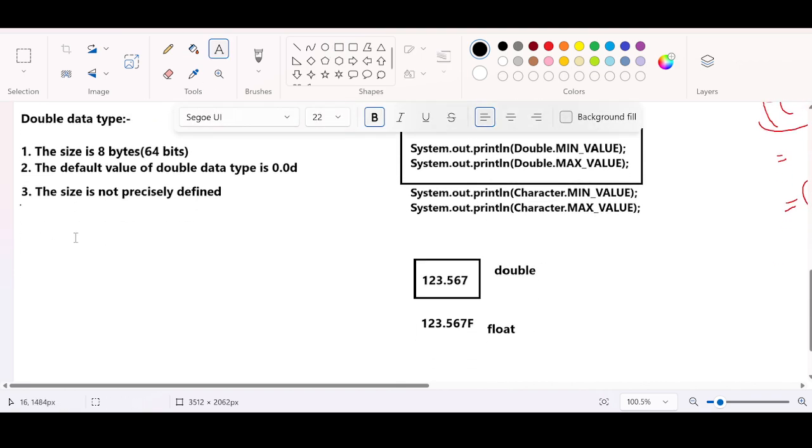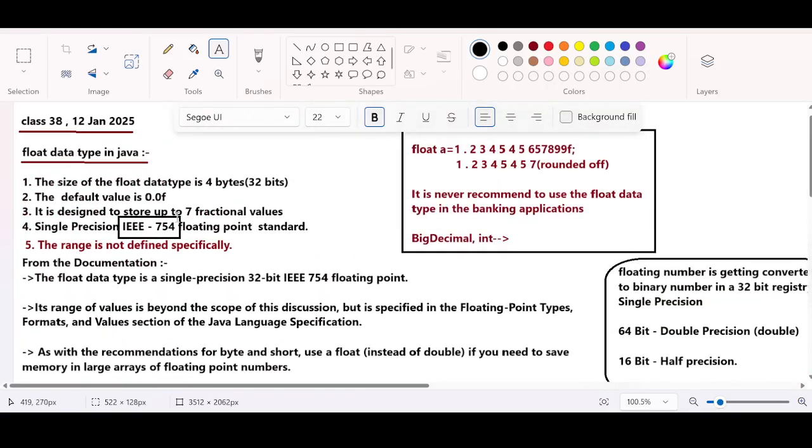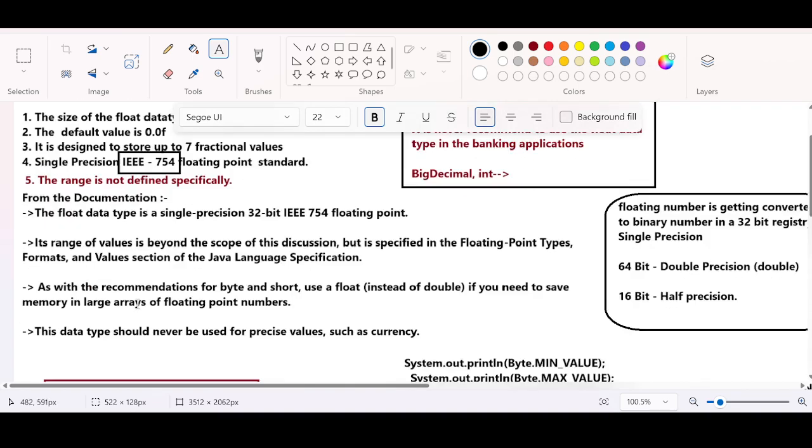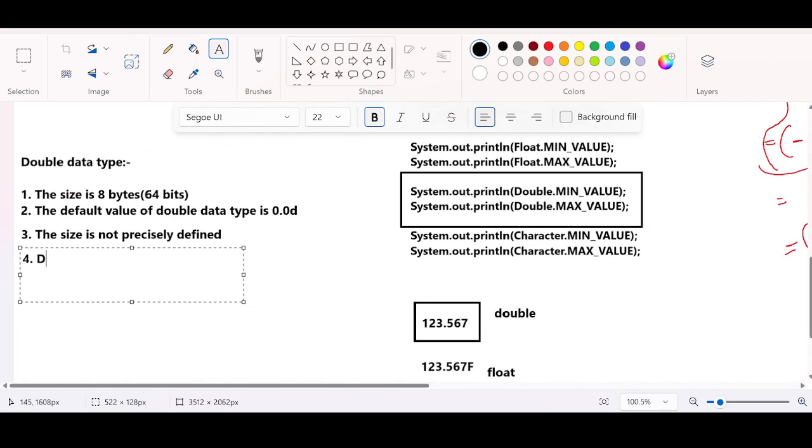Okay, and the fourth one. Fourth one is what? See, go back and see for the float data type. It's a single precision IEEE 754 floating point standard, but here it is double precision, because it is getting stored in the 64-bit register. Double precision. Full precision IEEE 754 floating point standard.